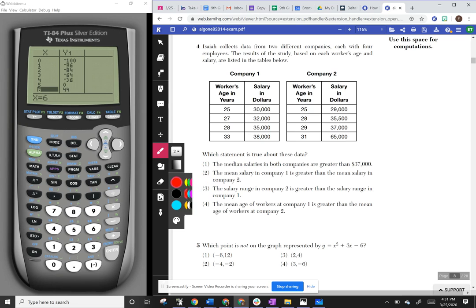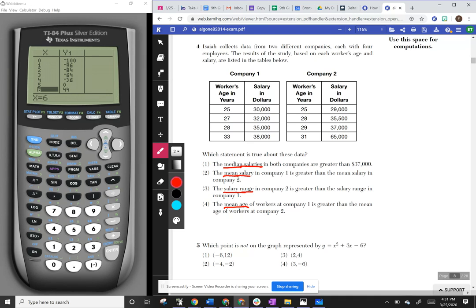So for these types of questions, I first like to figure out what are the things they want us to figure out. So they want us to find the median of both salaries, of both companies rather. They want us to find the mean of both companies. They want us to find the range, and all of these are for the salaries. They also want us to find the mean age. So I'm going to underline salary as well now.